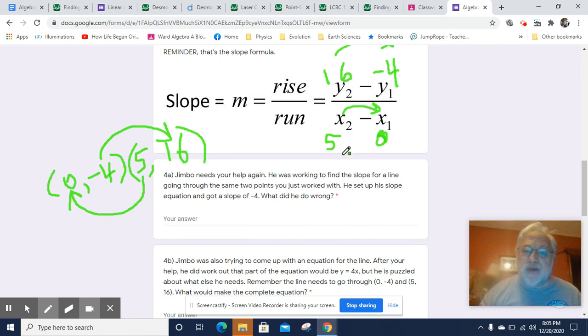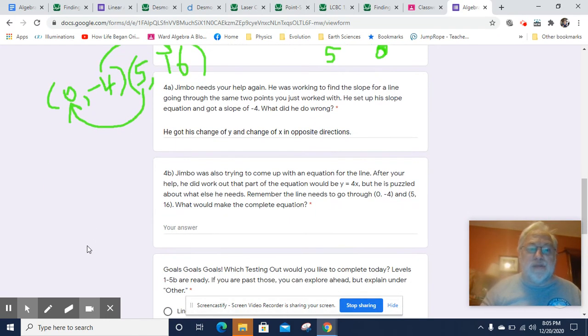If I switch this 5 and the 0, you get 0 minus 5. Then I get a negative down here, and this is a positive. Then I get 20 over -5, and that'll get me -4. So simply put, he got his change of y and change of x in opposite directions. So watch out for that. You always want to keep that change flowing in the same direction.